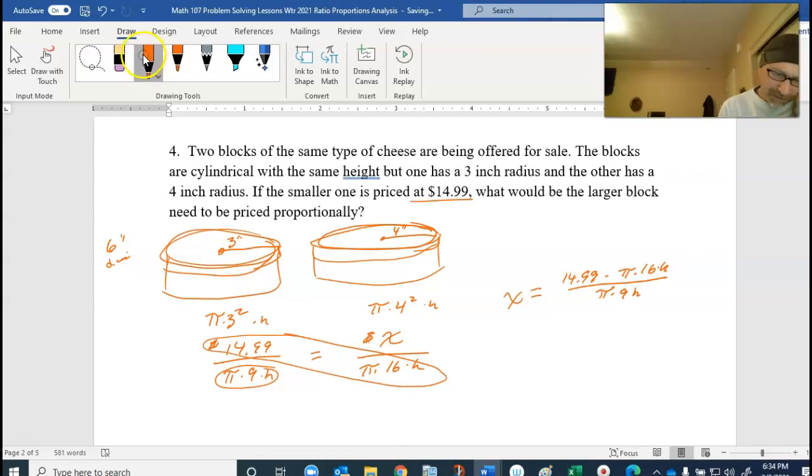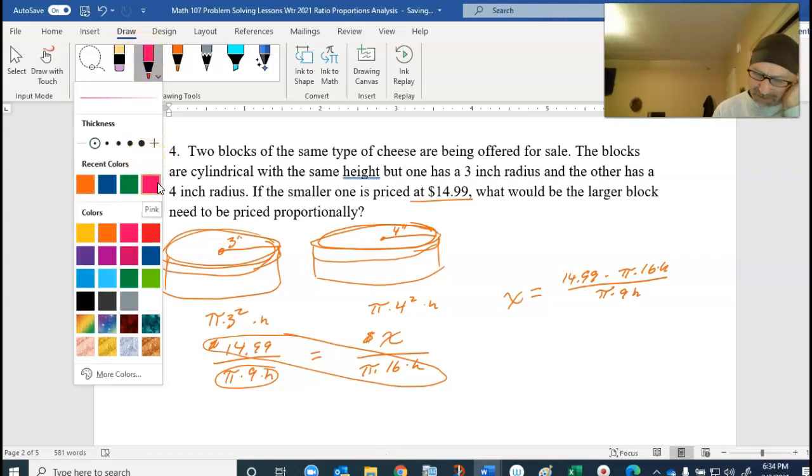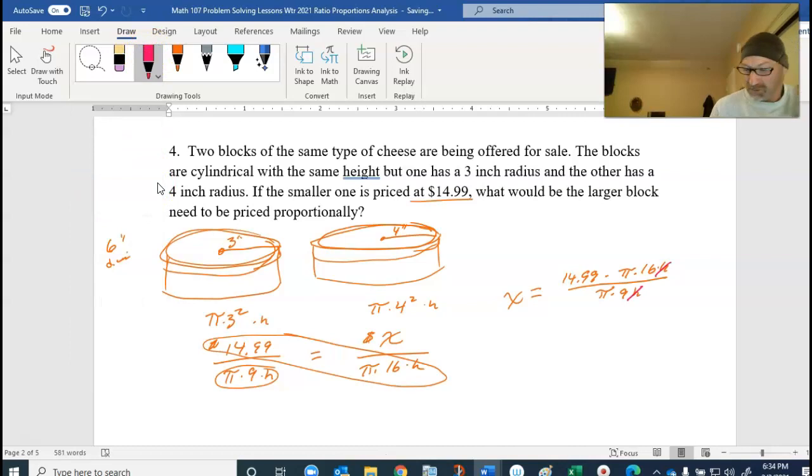And notice what happens. Since the heights are the same, those will reduce out. Pi is the same. That'll reduce out. And we're just left with $14.99 times 16 over 9. So 14.99 times 16 divided by 9 is $26.65 approximately. I mean, it gave me 6,488 repeating.